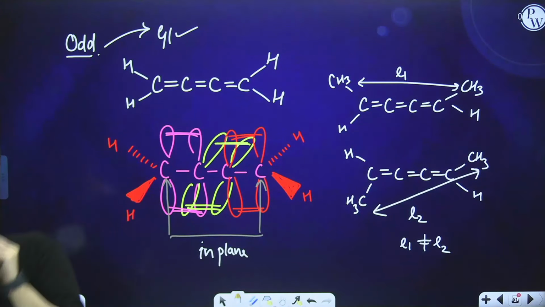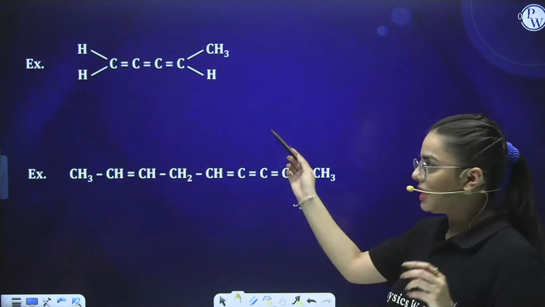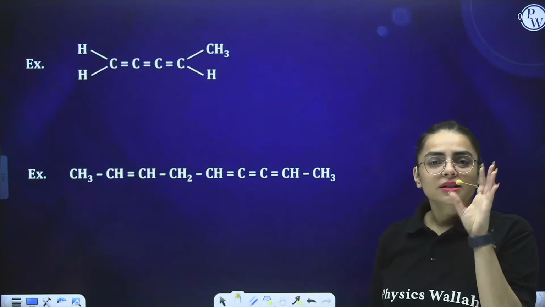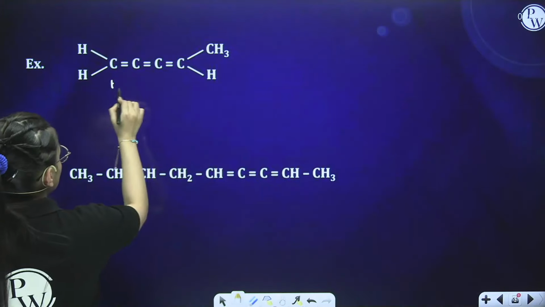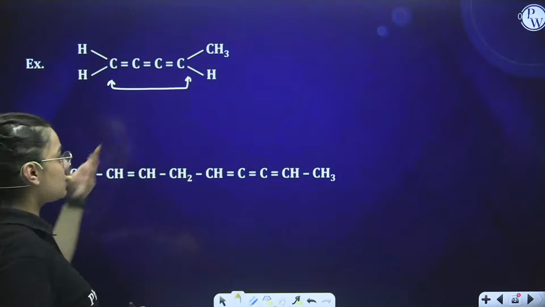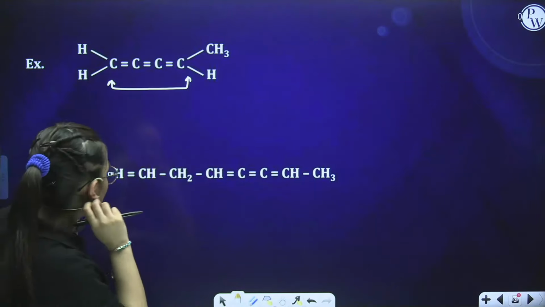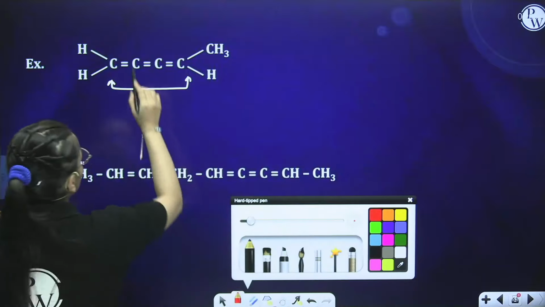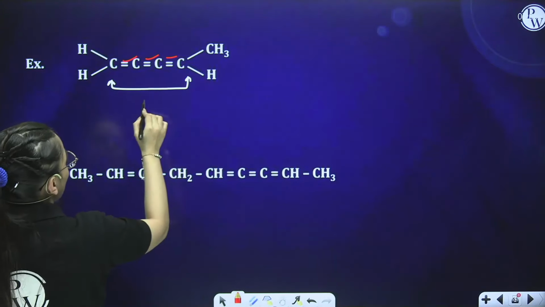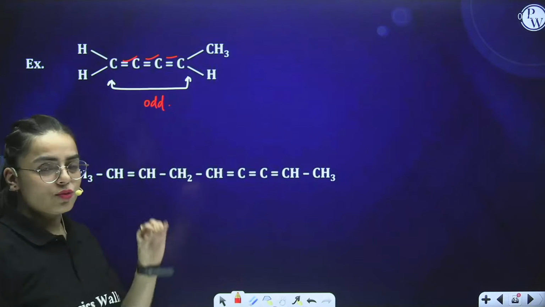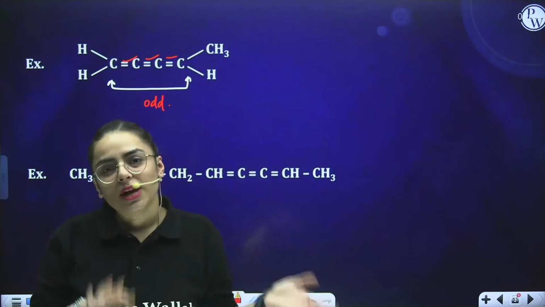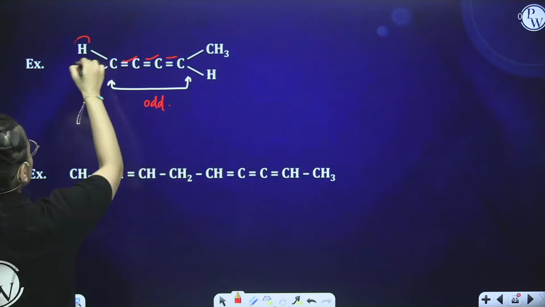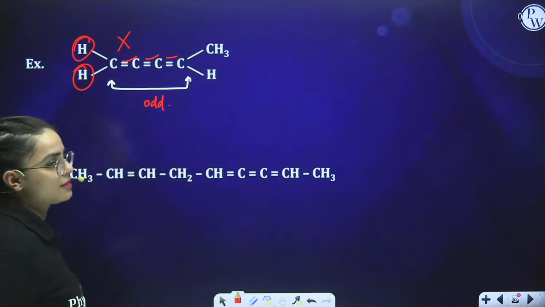Okay, students. Moving forward, let us see some of the examples and check whether it shows geometrical isomerism or not. In this example, you have to consider one stereogenic center because it is a case of cumulene, right? Now let us check whether it is an even cumulene or an odd cumulene. How many pi bonds? 1, 2, 3. It is an odd cumulene. Okay, it can show, but we need to check that the terminal carbons should have different groups for them to exhibit geometrical isomerism. So here similar groups are present, hence this will not exhibit geometrical isomerism.